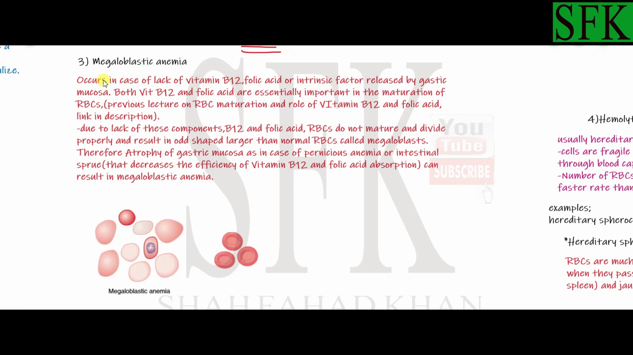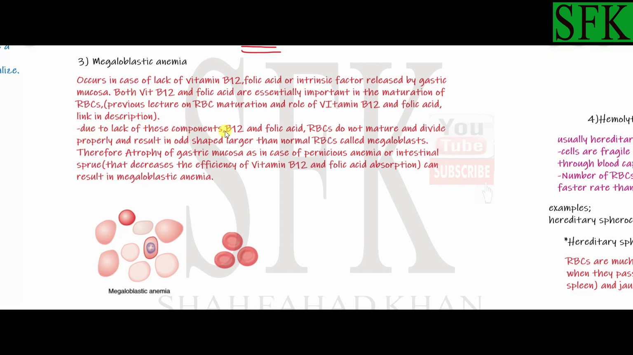I've discussed each of them in the previous lecture, so do check that out first before proceeding further. This occurs in the case of lack of vitamin B12, folic acid, or the intrinsic factor, which is released by the gastric mucosa. Vitamin B12 and folic acid have to be taken in the diet. They are not made in the body. They are essentially important in the maturation of red blood cells.